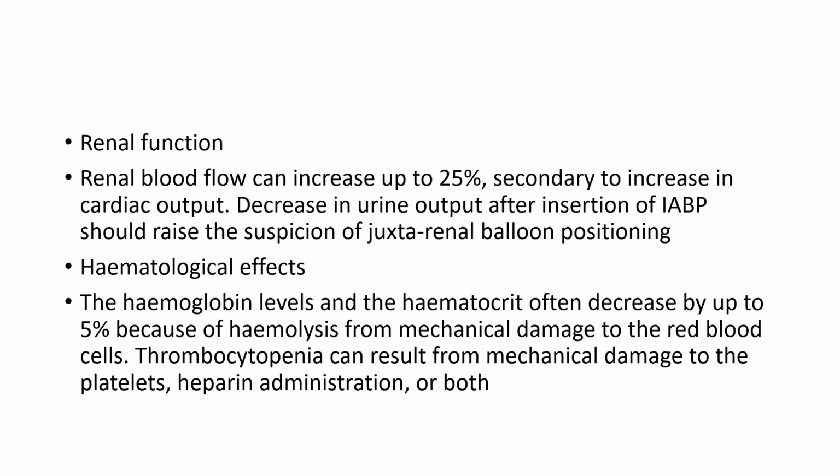Now, regarding renal function. Renal blood flow can increase up to 25% secondary to the increase in cardiac output. So if there is a decrease in urine output after insertion of the IABP, then that should raise the suspicion of a juxtarenal balloon position. Now regarding hematological effects. The hemoglobin level and the hematocrit often decrease by up to 5% because of hemolysis from mechanical damage to the red blood cells. Thrombocytopenia can result from mechanical damage to the platelets, heparin administration, or both.